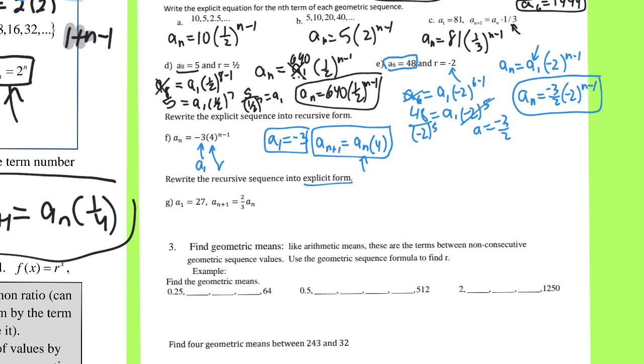Write this into explicit form. Again, we're talking about geometric, and your homework is going to be about geometric, but I just wanted to give you the background of arithmetic. So here we go. a sub 1 is 27. So a sub n equals a sub 1, which is 27, times r. Can you tell this is r? 2/3. And then n minus 1. There you go. Explicit formula ready to go.